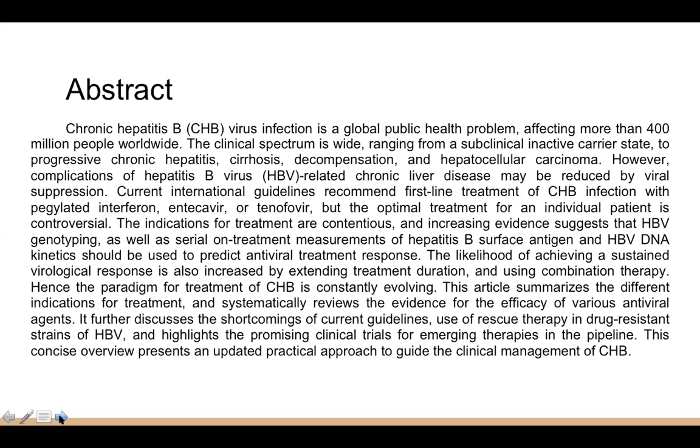Current international guidelines recommend first-line treatment of chronic hepatitis B infection with pegylated interferon, entecavir, and tenofovir, but the optimal treatment for an individual patient is controversial. The indications for treatment are contentious, and increasing evidence suggests that HBV genotyping as well as serial on-treatment measurements of hepatitis B surface antigen and HBV DNA kinetics should be used to predict antiviral treatment response.